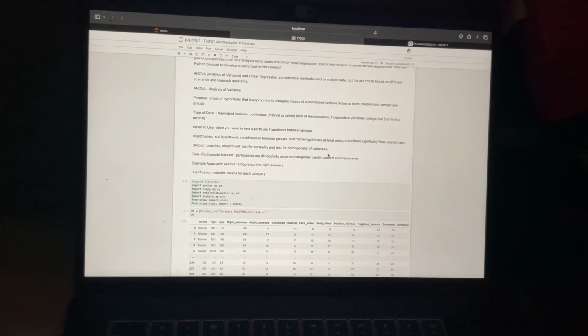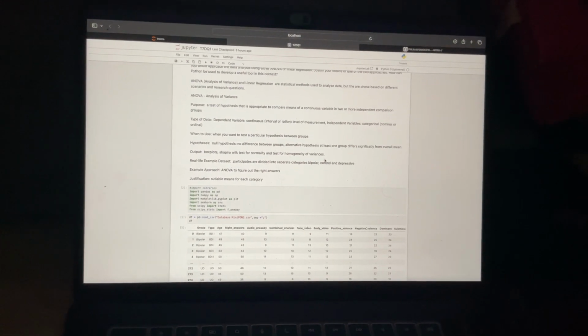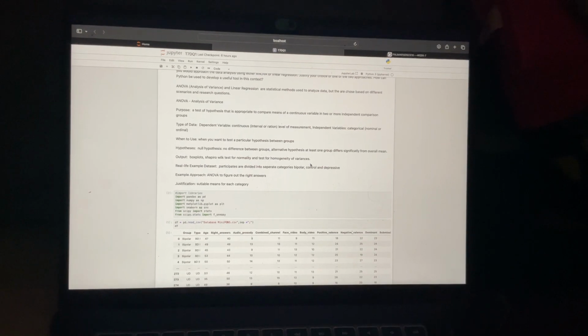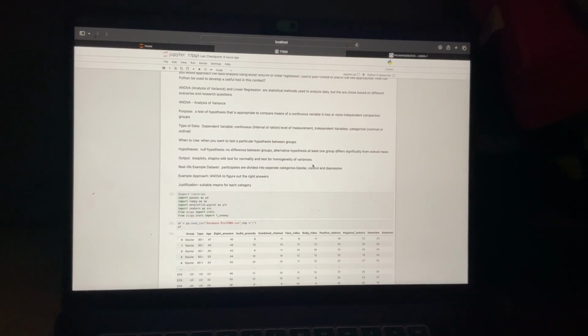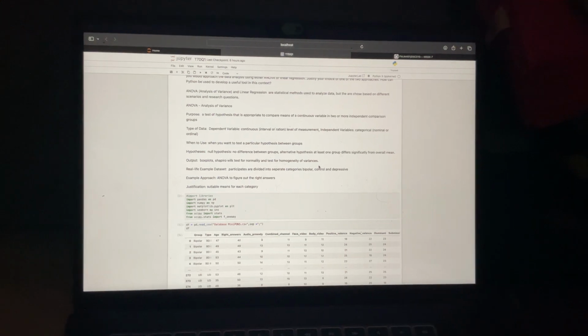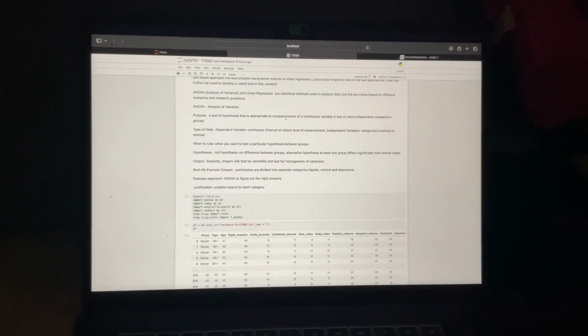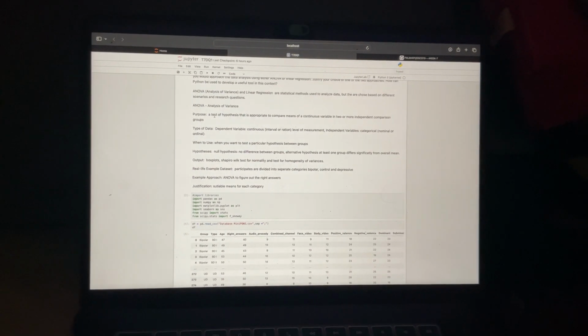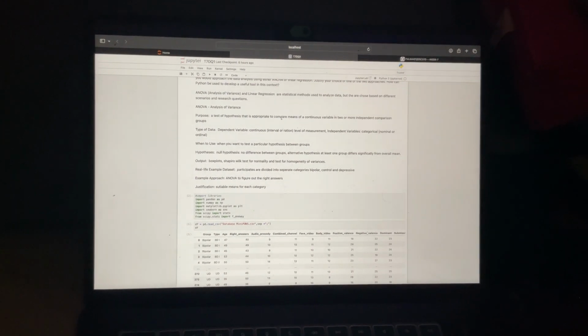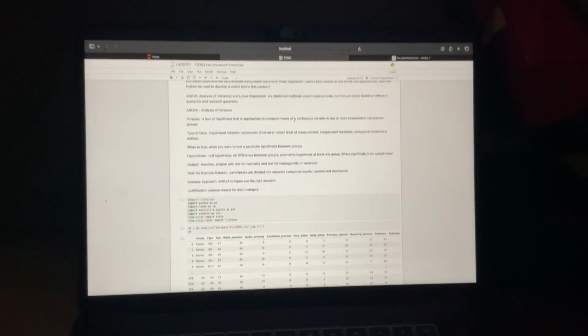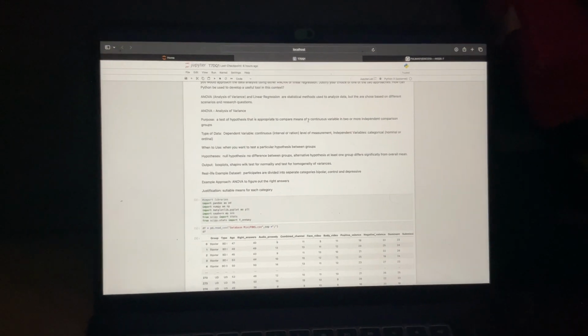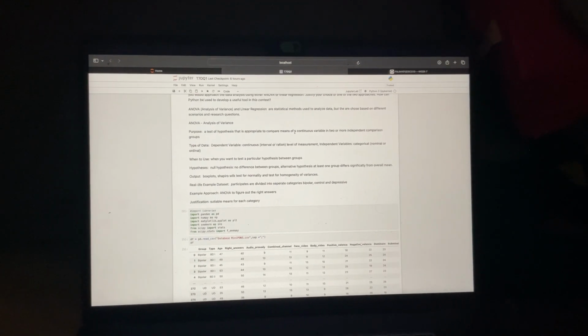ANOVA, analysis of variance, and linear regression are both statistical methods used to analyze data, but they are chosen based on different scenarios and research questions. The first part I'm going to show is the analysis of variance. Its purpose is to test a hypothesis, and it is appropriate to compare means of a continuous variable across two or more independent groups. The type of data is a continuous dependent variable and a categorical independent variable.